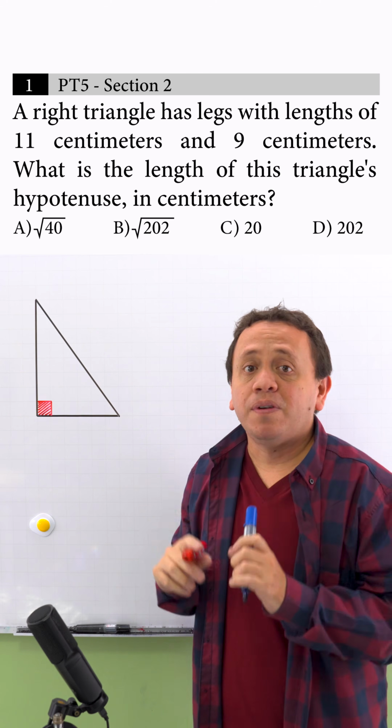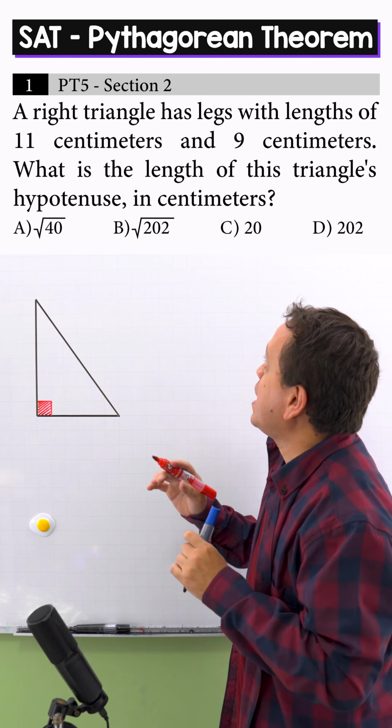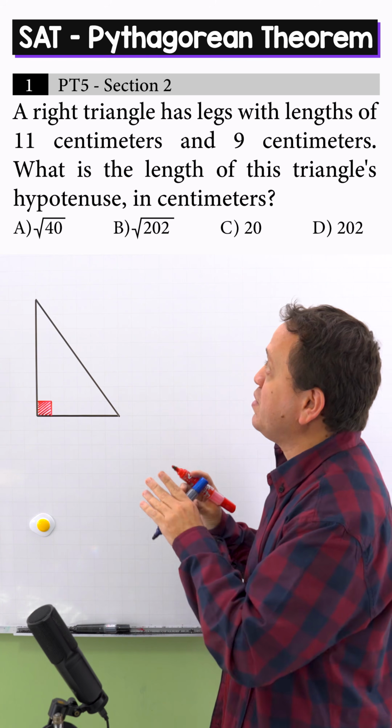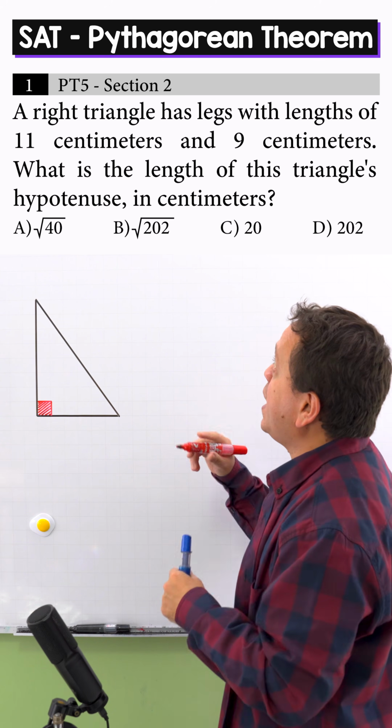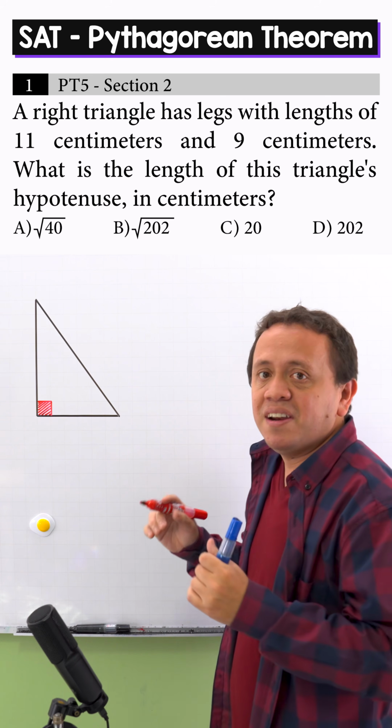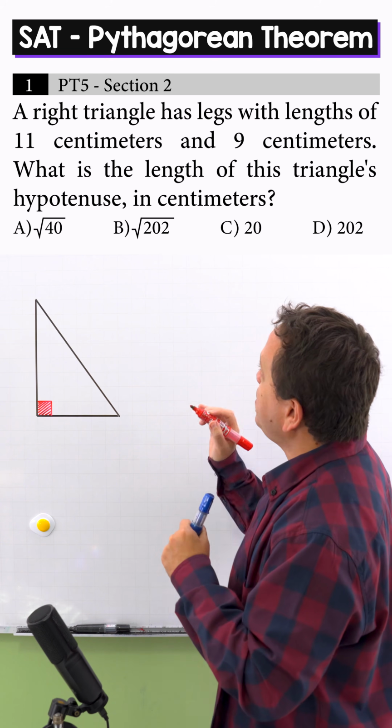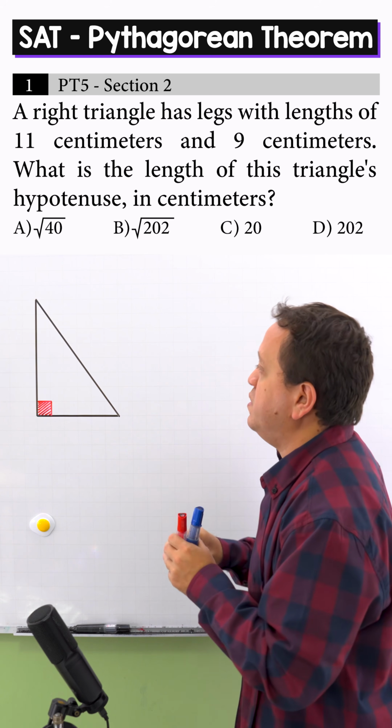Hi, today we're going to solve a Pythagorean Theorem problem. Here comes problem number 1 from section number 2, practice test number 5 on Blue Book for the SAT. A right triangle has legs with lengths of 11 centimeters and 9 centimeters. What is the length of this triangle's hypotenuse in centimeters?